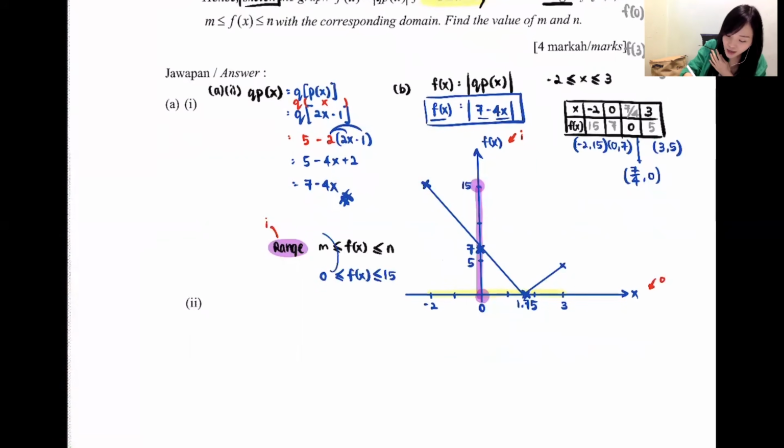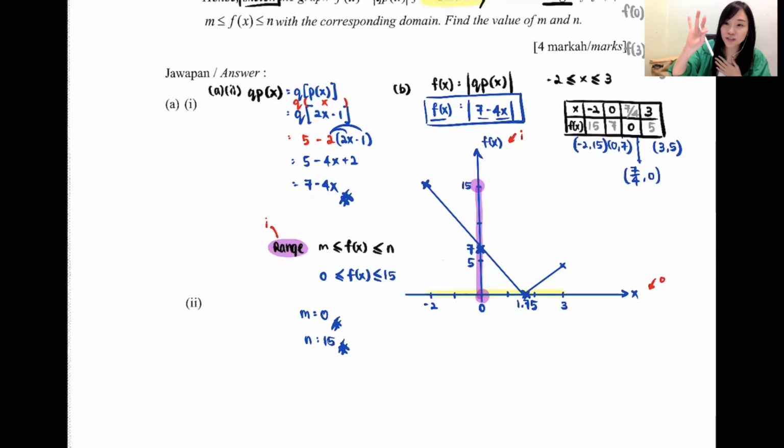So easy. Under compare, I realize the M should be 0. Under compare, I realize my N should be 15. Done. Isn't it just like that? I get M equals 0, N equals 15. Understand? I hope you can. I hope you are fine. Okay, can. Let's go on now.